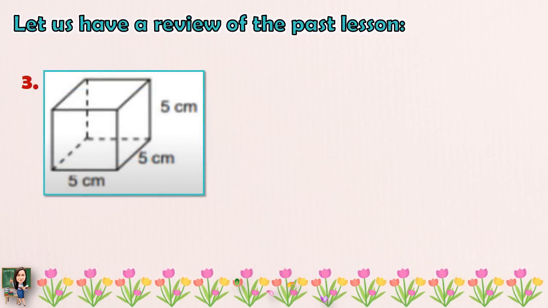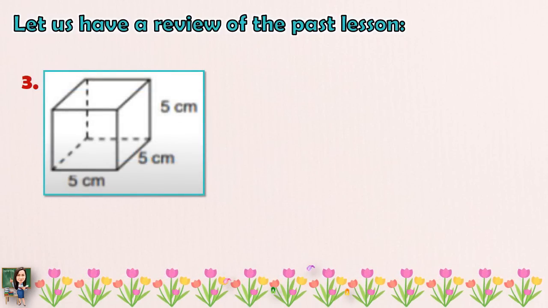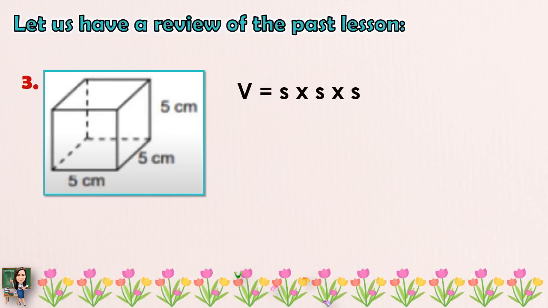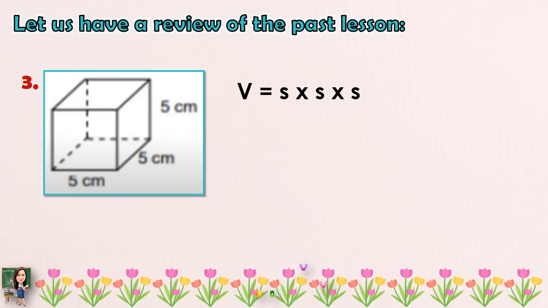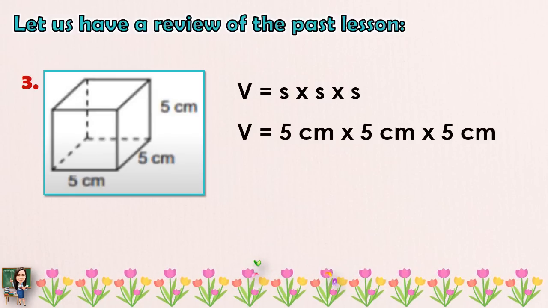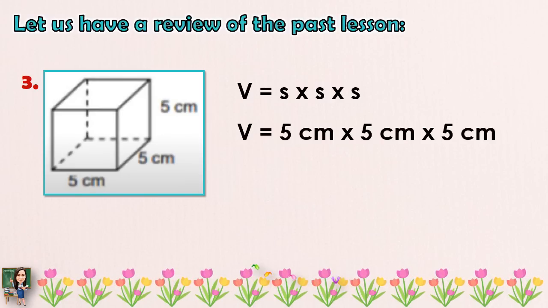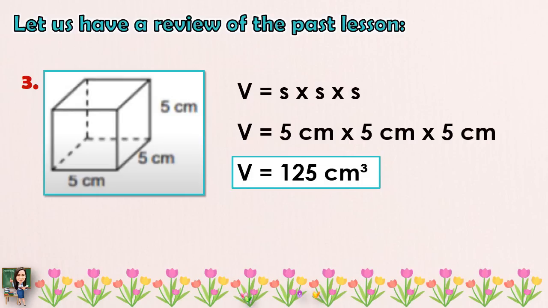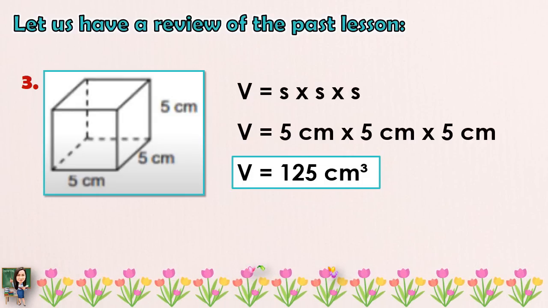Number 3. This figure is a cube. To find the volume of this cube, the formula is volume equals side times side times side, where each side is 5 cm. 5 cm times 5 cm times 5 cm equals 125. The volume of this cube is 125 cubic centimeters.